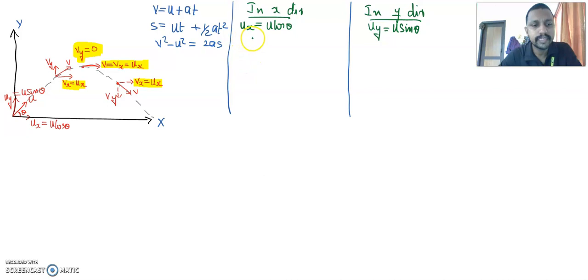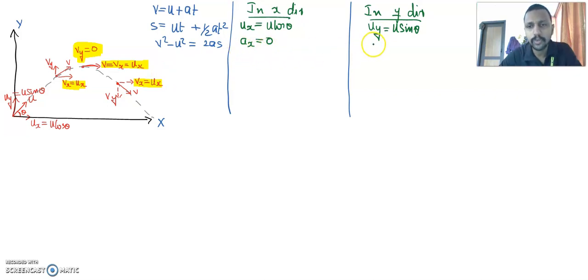Then we can say the acceleration in x direction in this situation is 0. It is because the velocity in x direction is not changing, or it is a constant throughout the motion. Since the velocity in x direction is constant, the acceleration in x direction is 0.